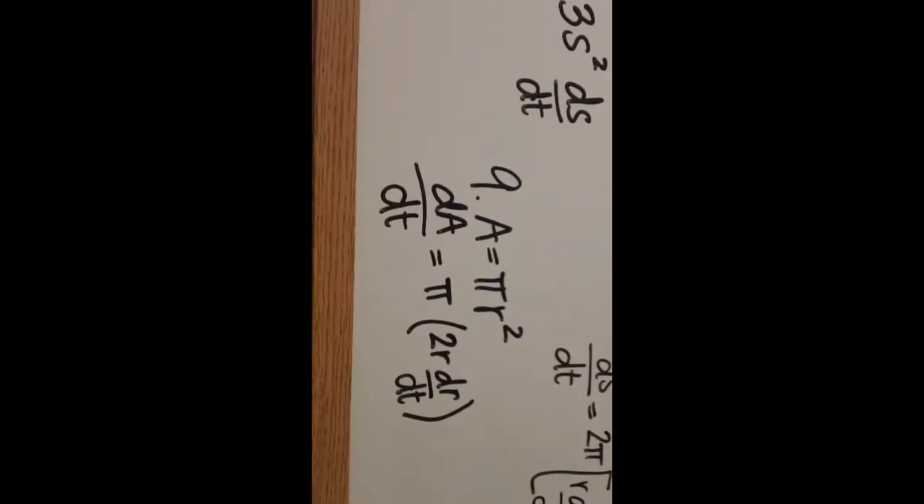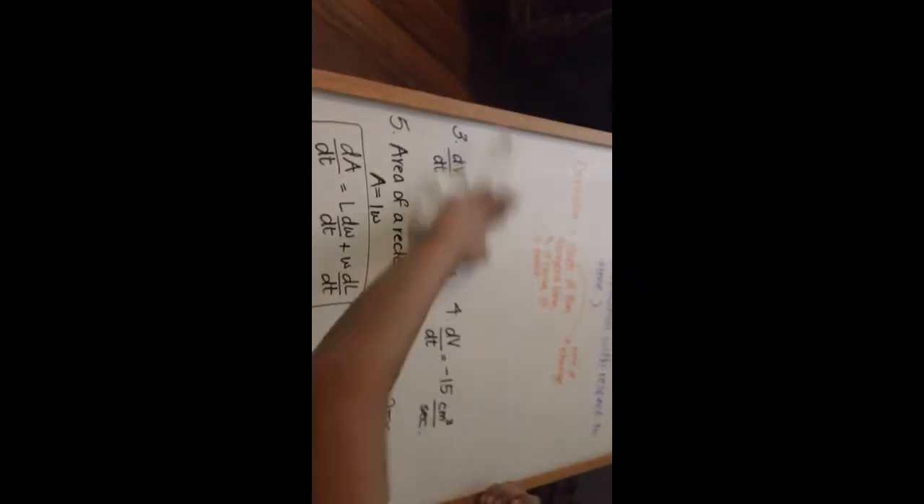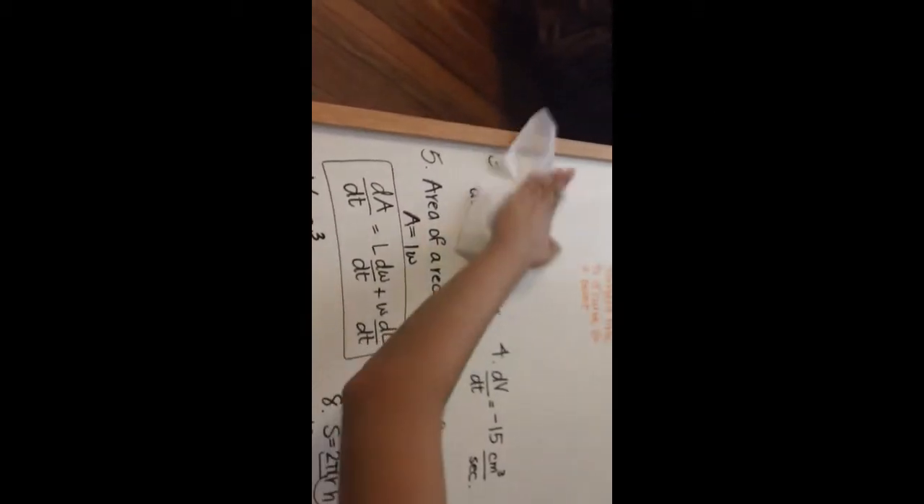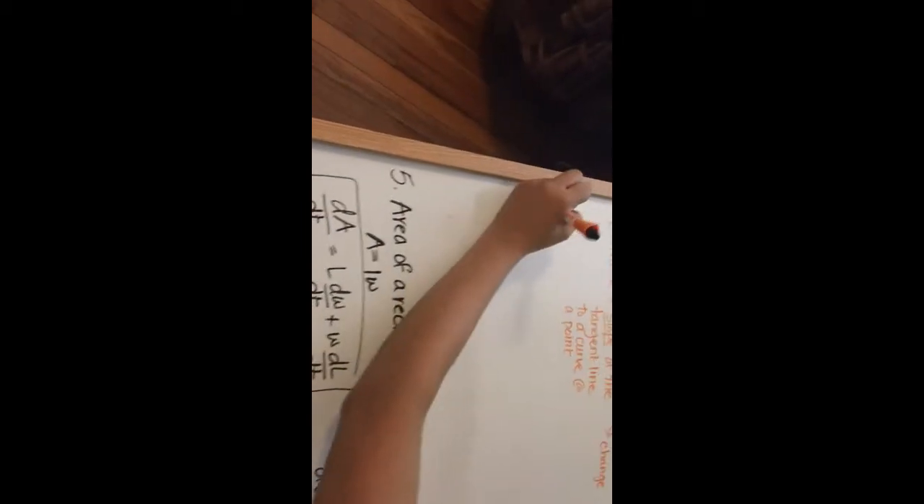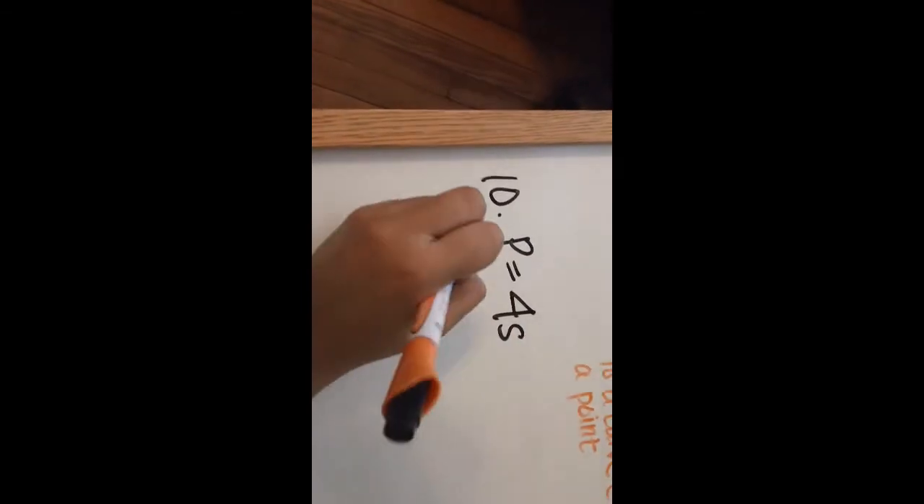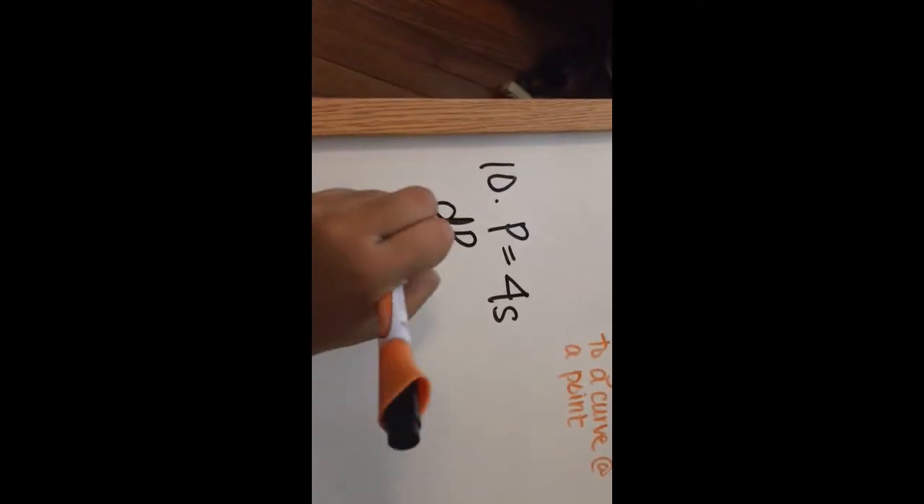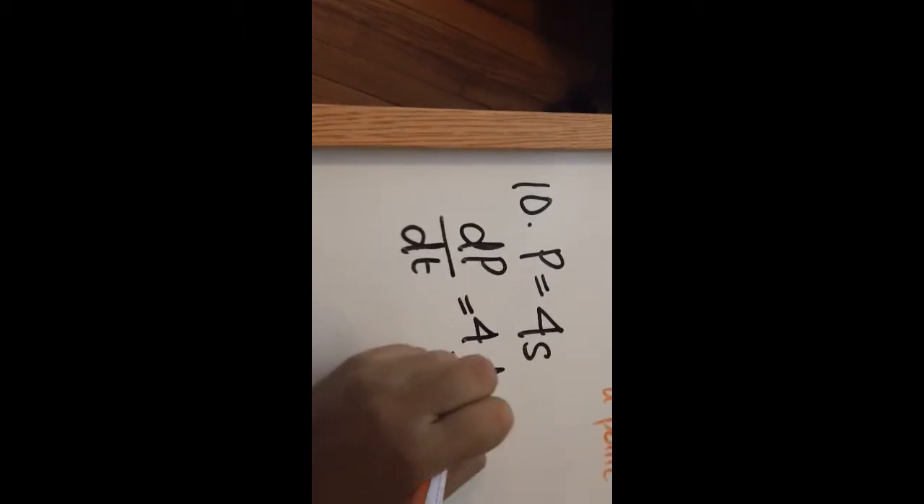Let me erase all of these. I'll start at the top. 10, you're given the perimeter of a square. So dP over dt is equal to 4 ds dt.